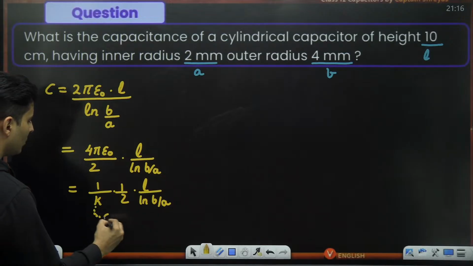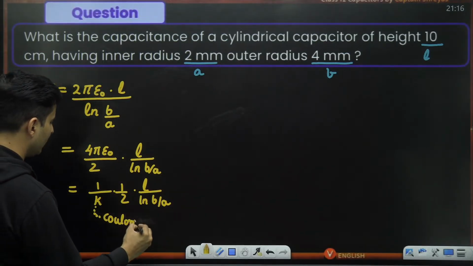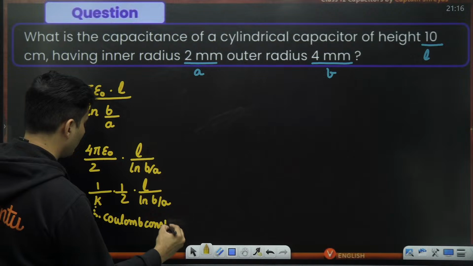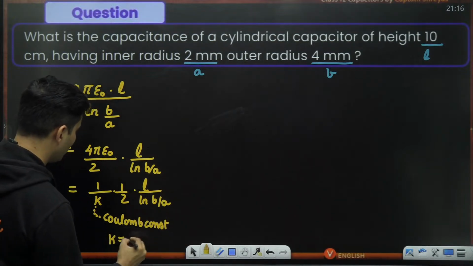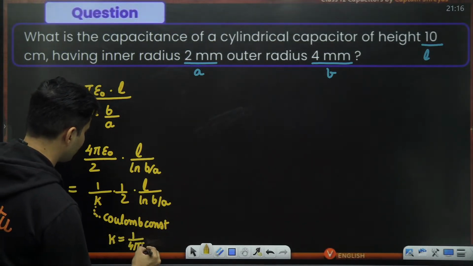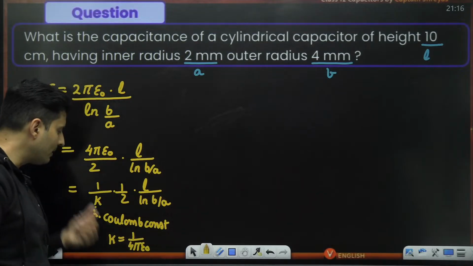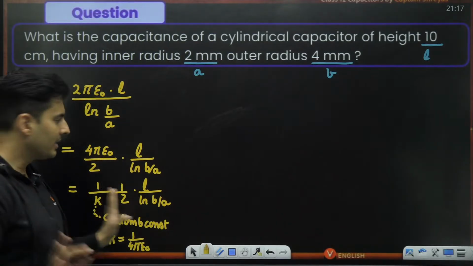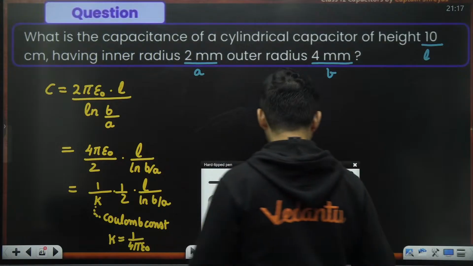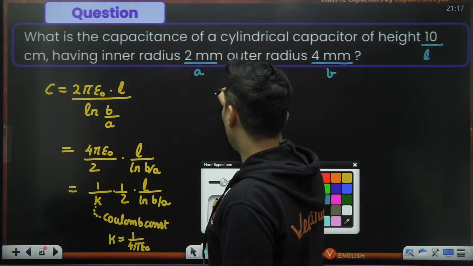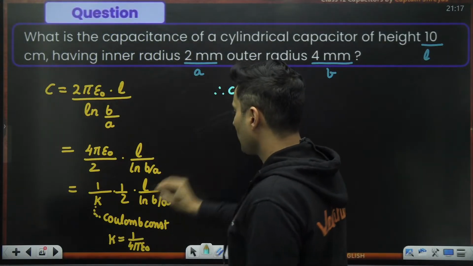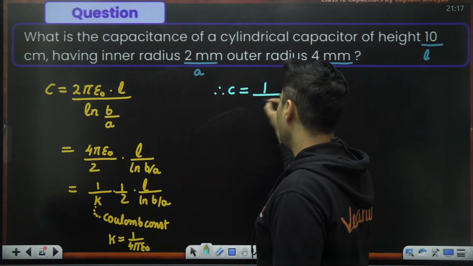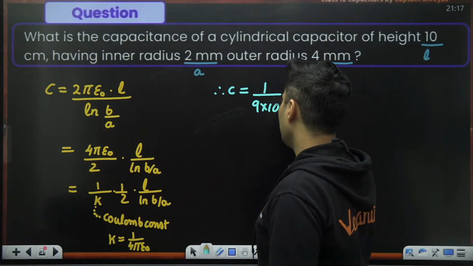This is nothing but your Coulomb constant. If you remember, the Coulomb constant was 1 by 4 pi epsilon naught. So 4 pi epsilon naught will be 1 by K. That is the trick that I have pulled up my sleeve. So what is the capacitance? Tell me.